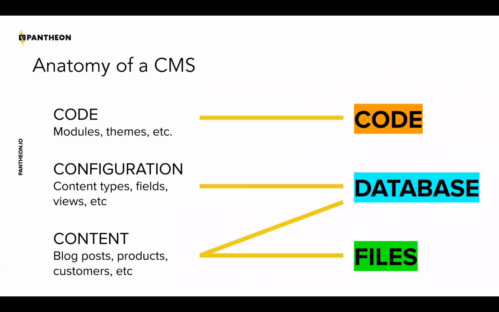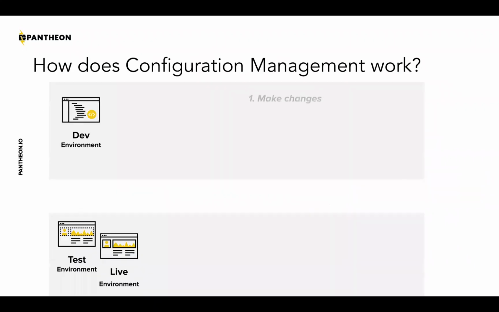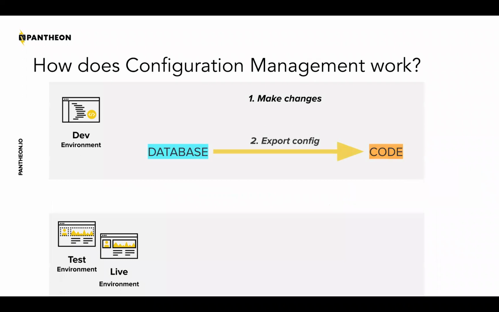So what this does with configuration management is that instead of exporting our configuration to the database, we're now exporting our configuration to code. And what this allows us to do is we make some sort of a change in the dev environment or in the local environment, or wherever it might be. We export that configuration so that Drupal's reading the database, but we export all those changes we've made into code, into YAML files that are very readable and easy to parse and understand what's going on.